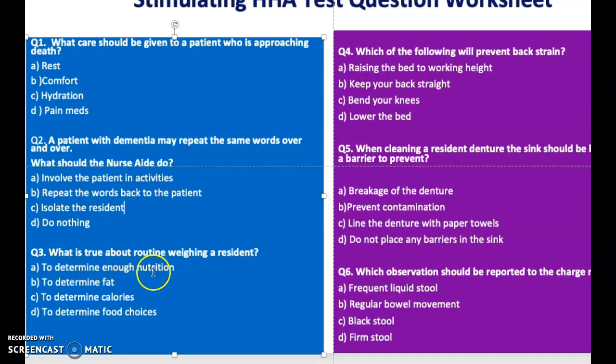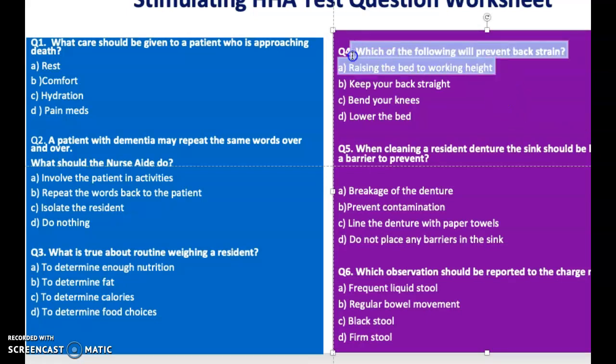What is true about routinely weighing a resident, to determine enough nutrition, to determine fat, to determine calories? So the correct answer is A. Question 4, which of the following will prevent back strain? Raising the bed to working height.